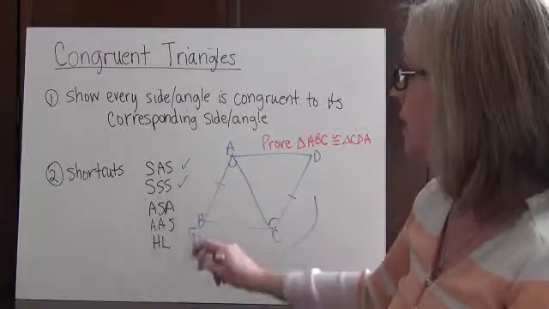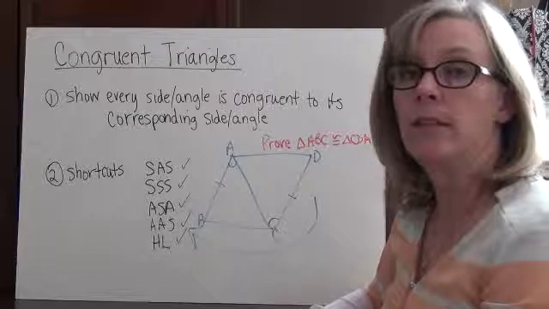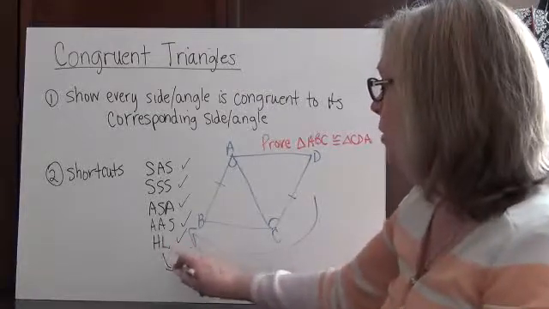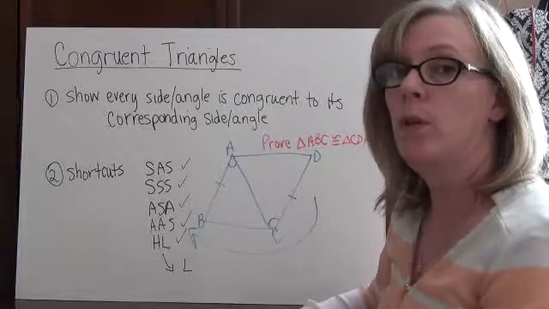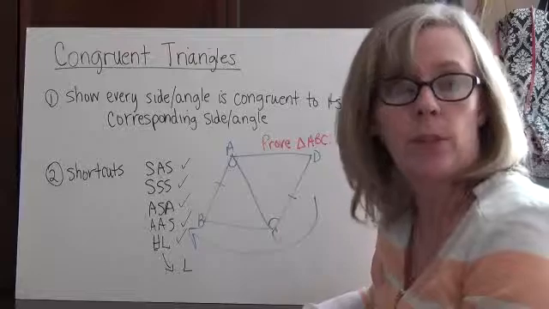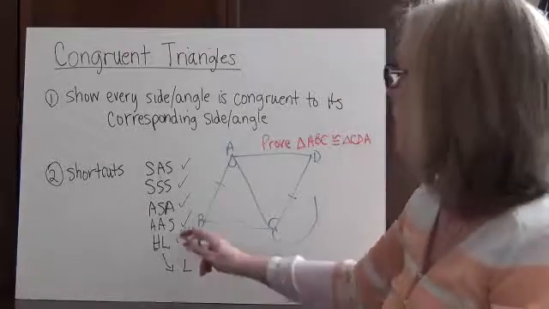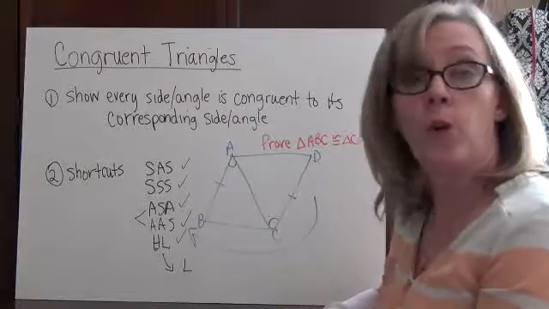And side, side, side; angle, side, angle; angle, angle, side; and hypotenuse, leg. Remember, hypotenuse, leg only works in right triangles. Only works in right triangles because other triangles don't have a hypotenuse. So how could I have hypotenuse, leg if they don't have a hypotenuse? I want you to make sure you pay attention to the order, because the order matters.